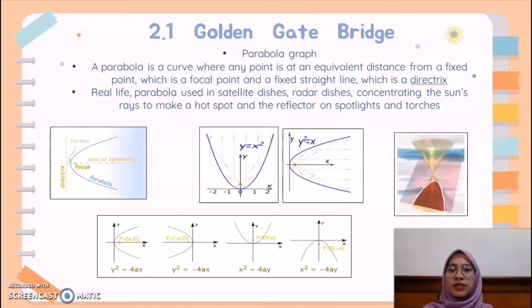The most important terms to know in a parabola are vertex, focus, and axis of symmetry. A parabola has two equations, which are y equals x squared and x equals y squared. Y equals x squared determines whether the graph opens upward or downward. For the graph of x equals y squared, it determines whether the graph opens to the left or to the right. Also, we can get the parabola shape from the conic sections when we slice a plane through the cone.